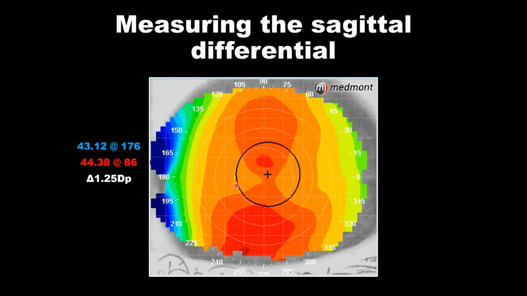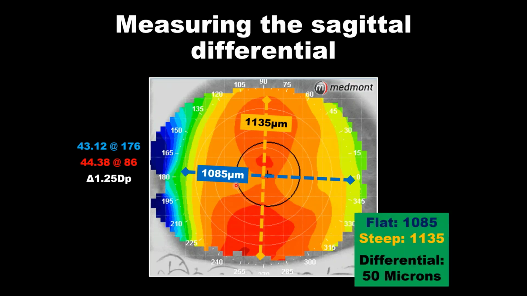So essentially what we're looking for is what is the sagittal depth across the flat, not what is the radius across the flat, what is the height of the eye across the flat. What is the height of the eye across the steep meridian? And the difference between those tells you essentially the peripheral corneal toricity of the eye. But instead of measuring it as radius, we're measuring it as microns, as height difference.